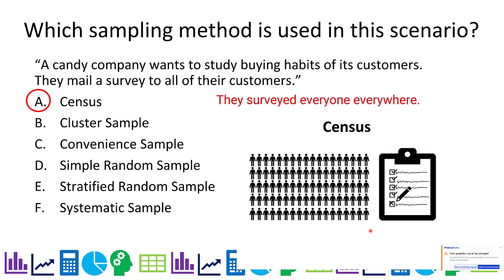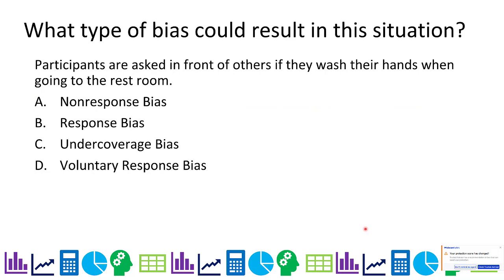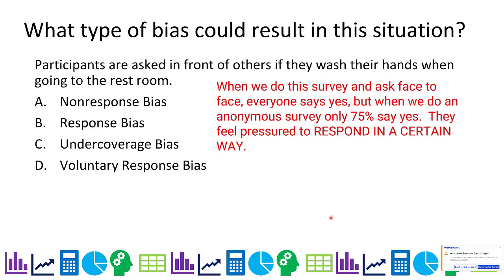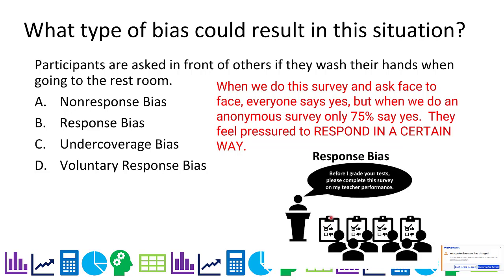Now we're going to look at biases. What type of bias could result in this situation? Participants are asked in front of others if they wash their hands when going to the restroom. Well, we actually have done this survey, and when we do face-to-face, everyone says yes, and when we don't, only 75% say yes. So that means 1 in 4 of our students here have not washed their hands after going to the bathroom. Now, why do they do that face-to-face? They feel pressured to respond in a certain way. We call that response bias.